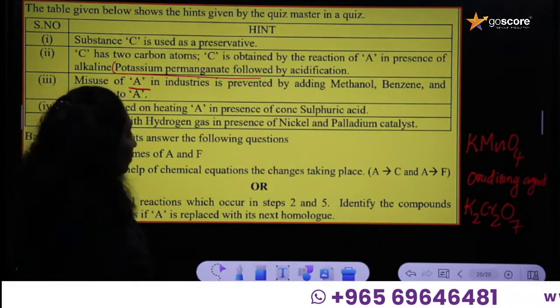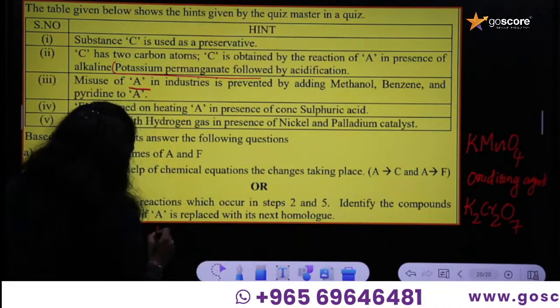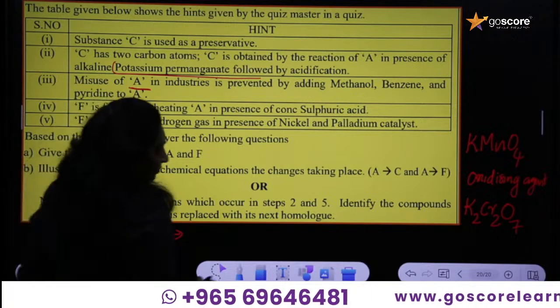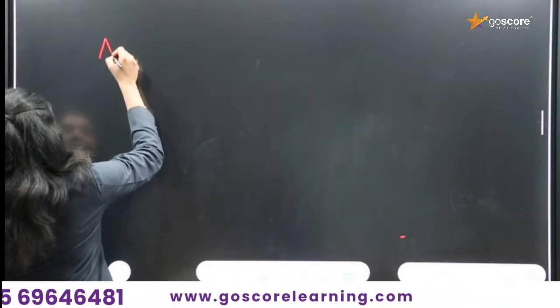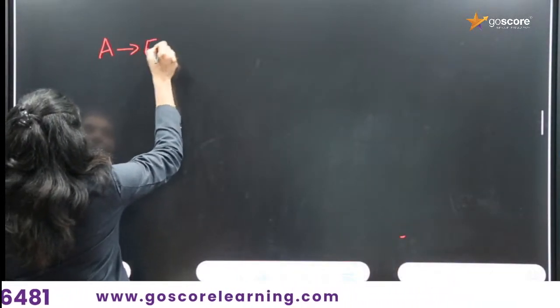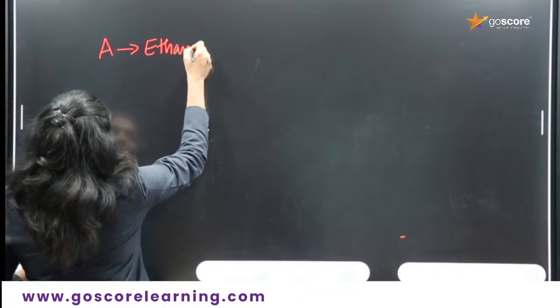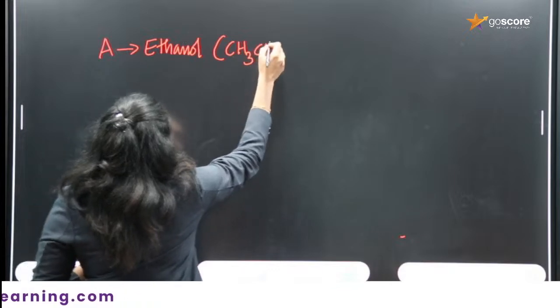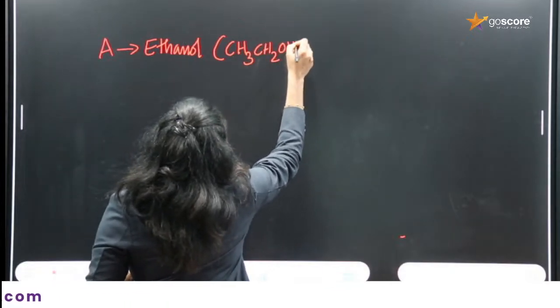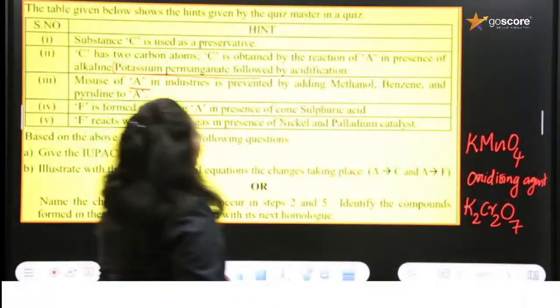So here you got the hint. What can be that A? I'll write it in another slide. Now you got the hint that A can be ethanol, right? That is CH3CH2OH.